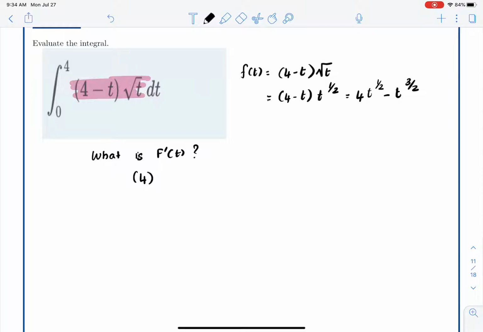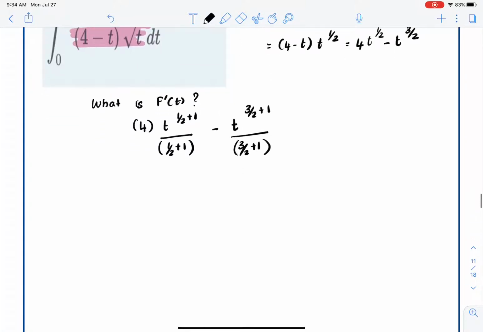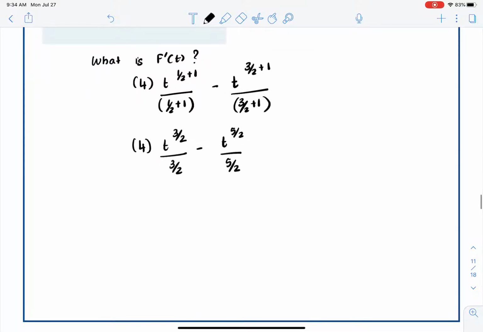So we know when we take the derivative, we subtract 1 and we multiply by the power. Here, I'm just going to add 1 and divide by that so that I'll go in reverse. Do the same. Add 1 and divide by that, which would give us 4 t raised 3 over 2 over 3 over 2, minus t raised 5 over 2 over 5 over 2. That should be F of t.